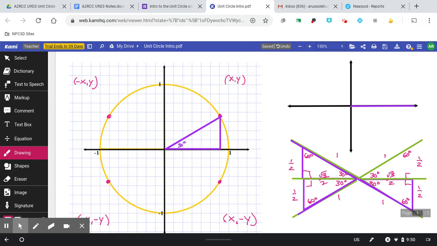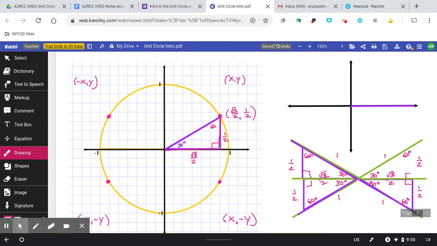So we need to know what those two lengths are, going over and up. Across from the 30-degree angle is 1/2, and across from the 60-degree angle would be radical 3 over 2. So this coordinate right here is radical 3 over 2, 1/2.